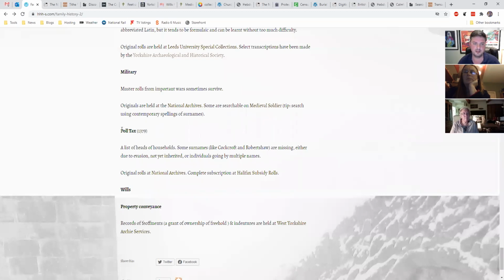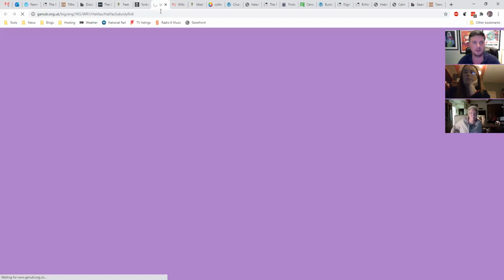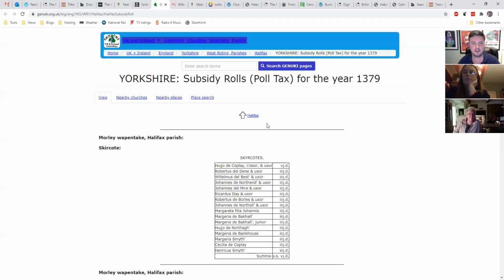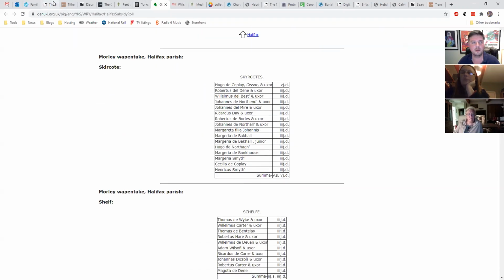Poll tax of 1379, useful. Some surnames like Cockcroft and my own are missing, but there is a website here, GenUKI, which has a list of all the people in the 1379 poll tax.